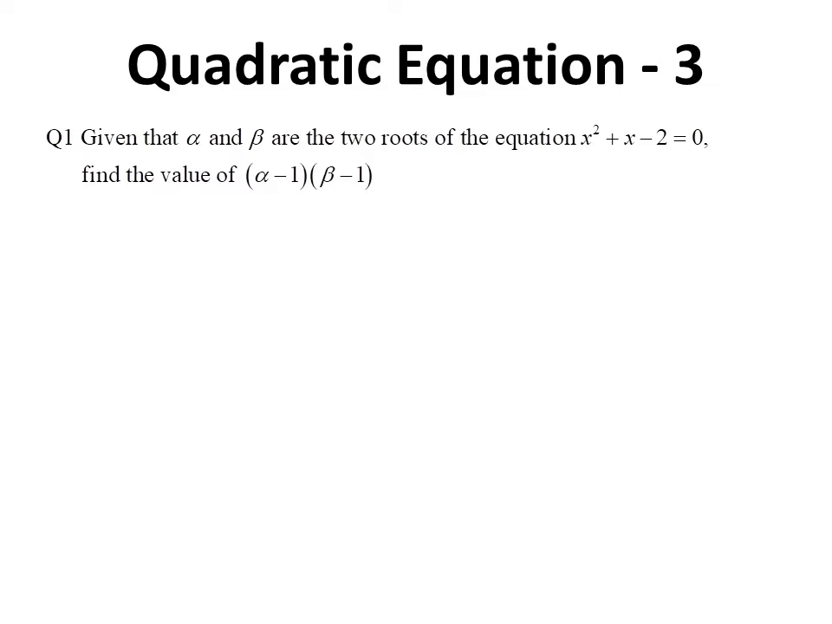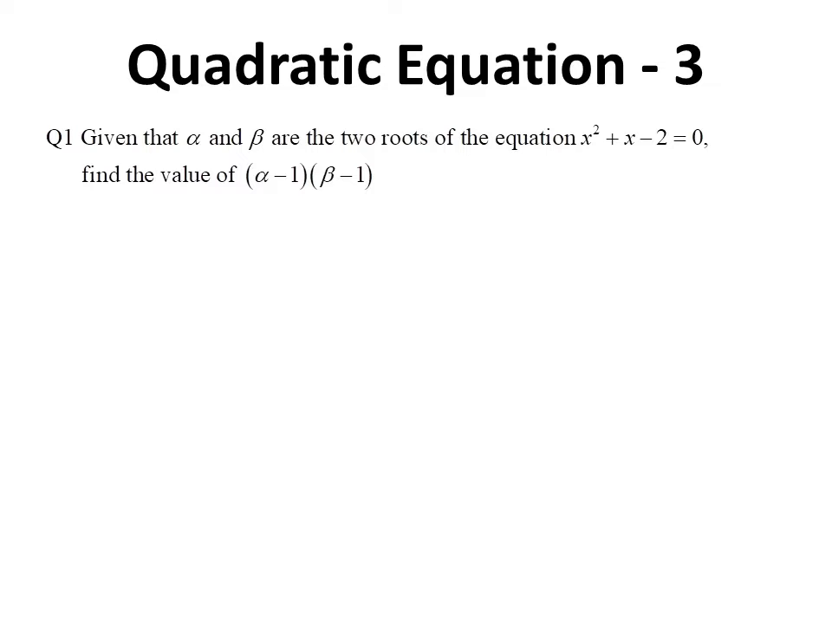Welcome to the third session of this quadratic equation topic. The first question here is based on the information that both alpha and beta are the two roots of this quadratic equation, x squared plus x minus 2 equals 0. Then it asks us to find the value of alpha minus 1 times beta minus 1.